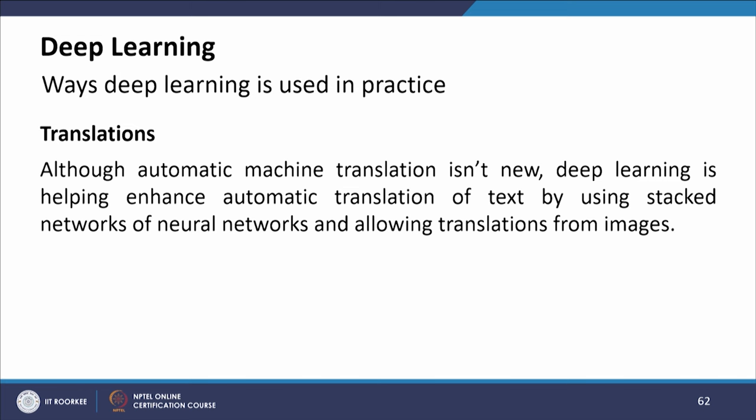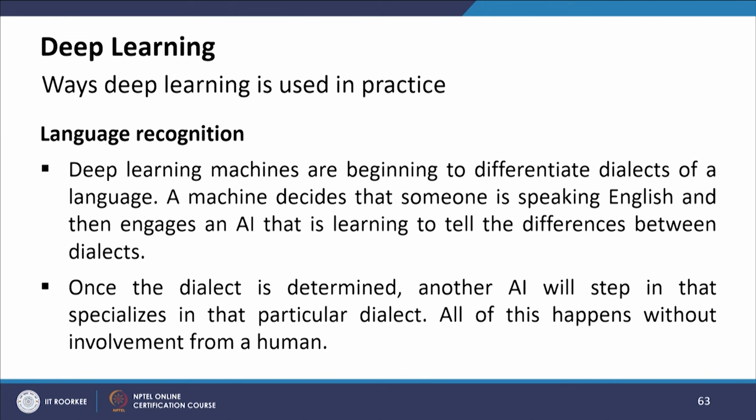The next is translation. Although automatic machine translation isn't new, deep learning is helping enhance automatic translation of text by using stacked networks of neural networks and allowing translations from images. Language recognition. Deep learning machines are beginning to differentiate dialects of a language. A machine decides that someone is speaking English and then engages an AI that is learning to tell the difference between dialects. Once the dialect is determined, another AI will step in that specializes in that particular dialect. All of this happens without involvement from a human.